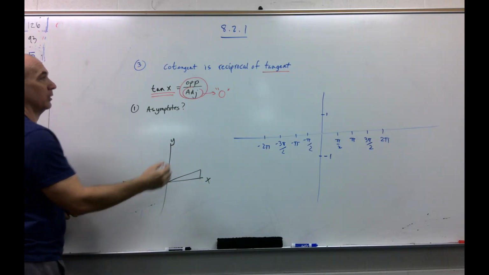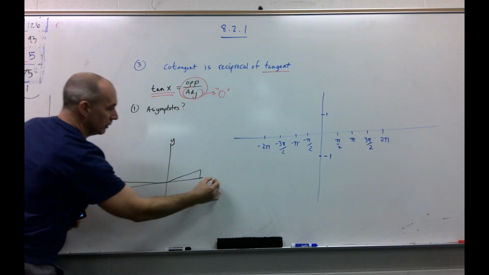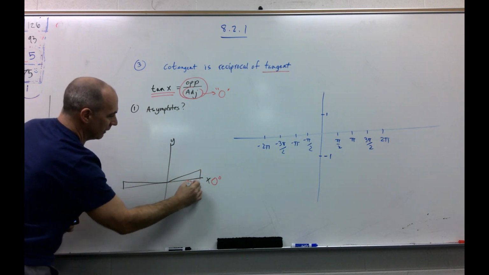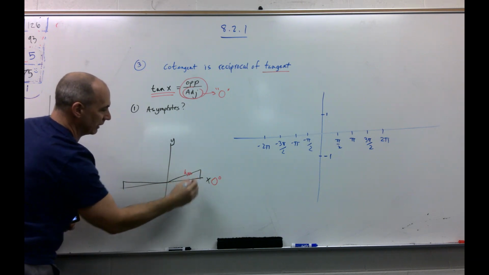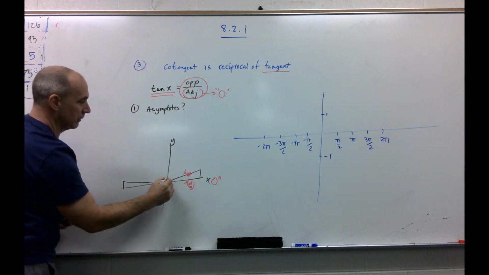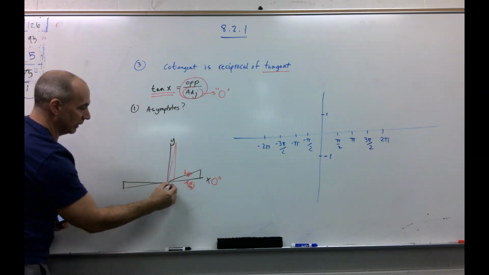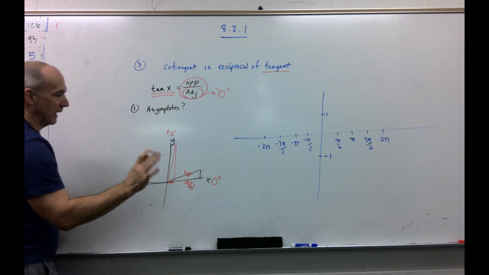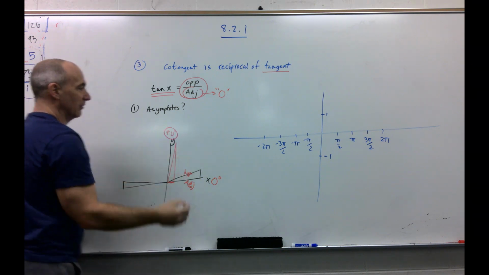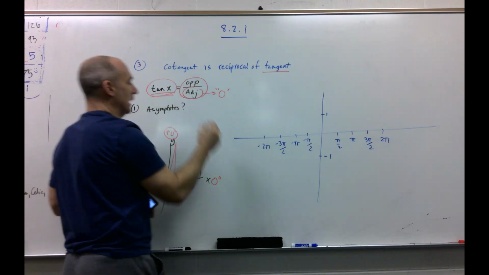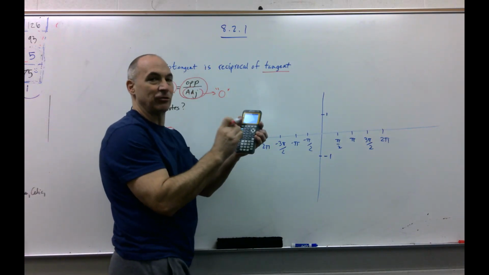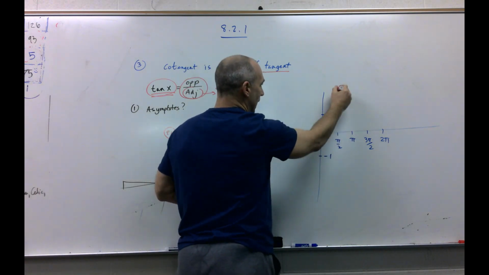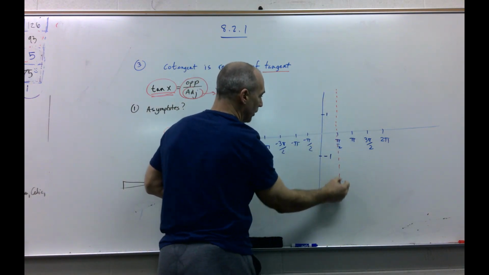So where does the adjacent side disappear? Well, I looked at this 0 degrees, here's my adjacent side, and here's my hypotenuse. I can just look at that and say, hey, it didn't disappear there. Well, what about here? Yep, at 90 degrees, my little adjacent side goes bye-bye. So 90 degrees is one of our asymptotes for tangent. You can take your calculator, type in tangent of 90, and it'll say error. What that tells me is pi over 2 is 90. There's an asymptote right here.